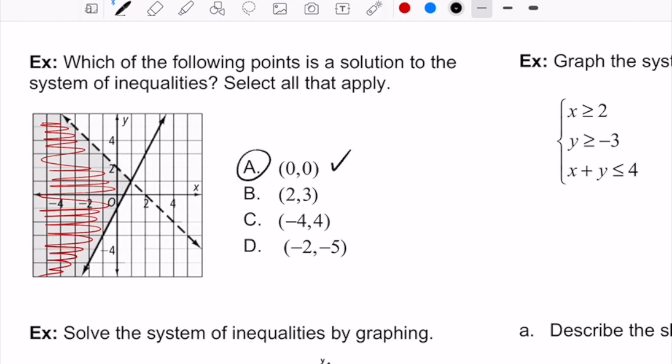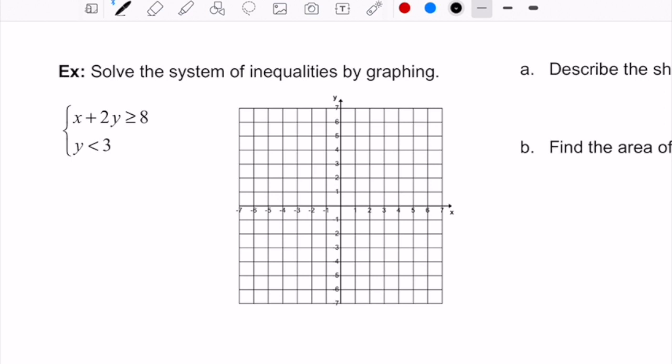2, 3 would be a no. Although that point is on the line for one of the equations, it's not in the shaded part of the graph, so it's not part of the solution set. Negative 4, positive 4 would be a yes because it's in the shaded part of the graph. And then lastly, negative 2, negative 5 would be a yes. It's on the boundary line, but it's on a solid boundary line. And so it is included in the solution set, even though it's right on the edge.